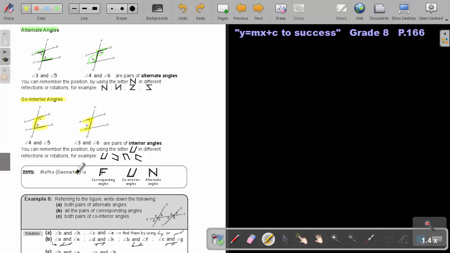Maths geometry is fun. So F is for corresponding angles. And what was corresponding angles? That was blue. Let's just mark that. So that was my corresponding. And then what was my co-interior angles? That was yellow. And what was my alternate angles? That was green. Okay. So this is the way to remember the different angles if the lines are cut by a transversal. Let's look at an example.